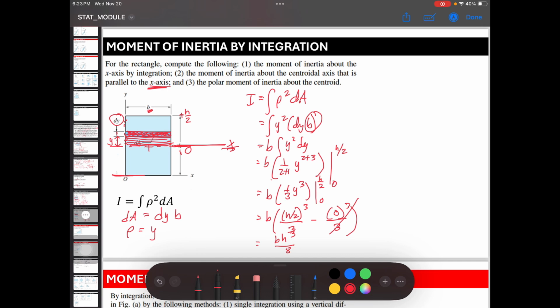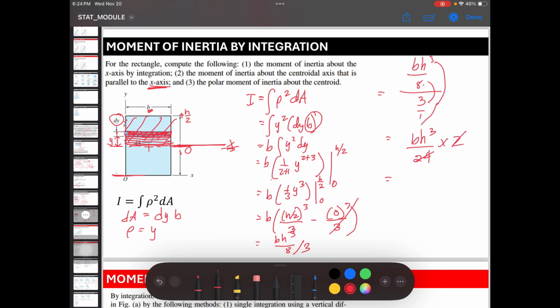over 3. Over 3. I'll rewrite it here so you won't get confused. Right? 8 all over 3. So, how do you simplify that? You have an imaginary 1 there, and then the denominator to the numerator of the denominator. So, we shouldn't forget our algebra. So, BH3 over 24. And then, that's only half, right? So, we need to multiply it by 2.